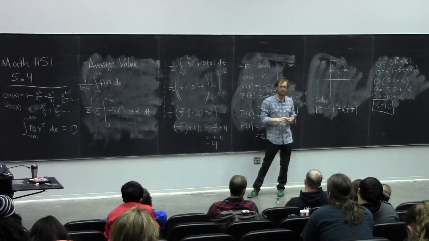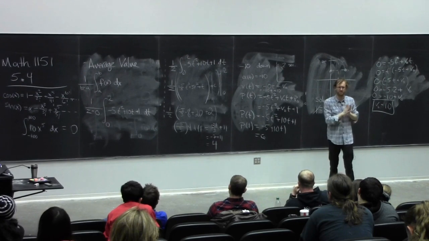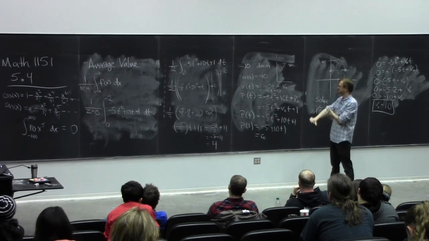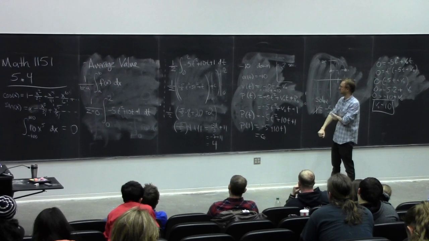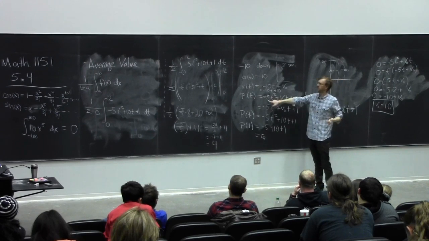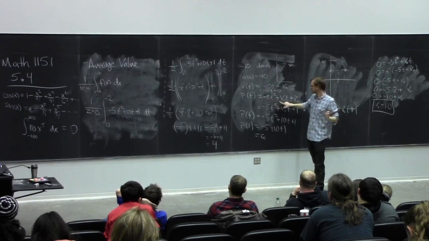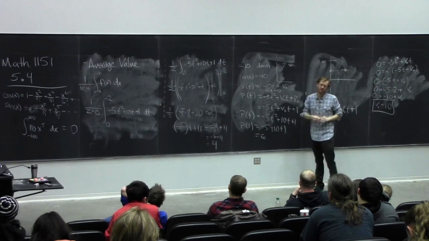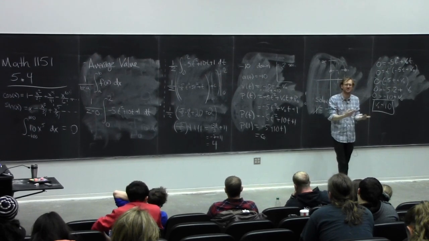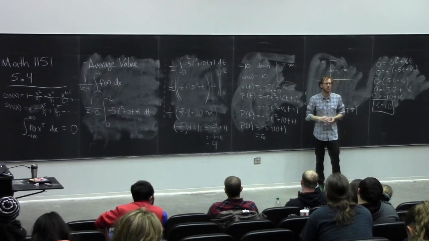Yeah, what's up? P of t, sometimes called S of t, for position. Is it always going to be the same? It's always going to be minus 4.9 t squared plus v naught t plus p naught. Yeah, and in fact, if you're taking physics, you might just see that formula in your textbook. It's okay. Good?